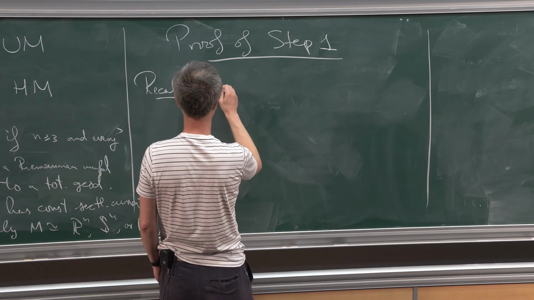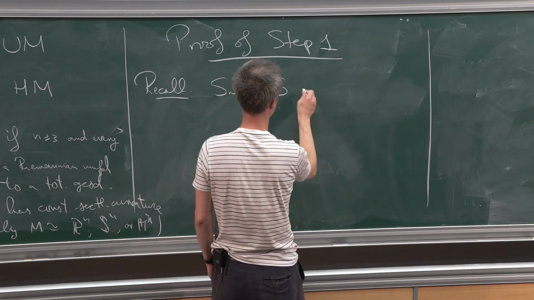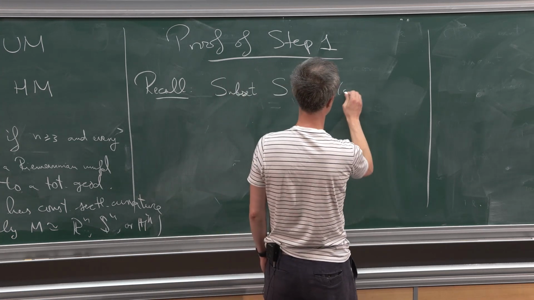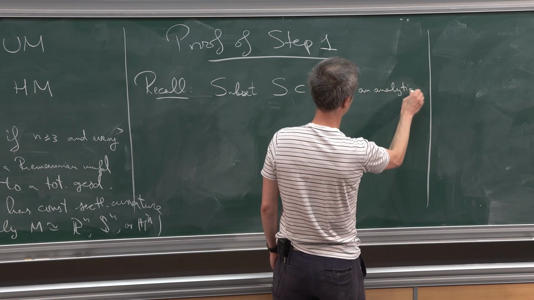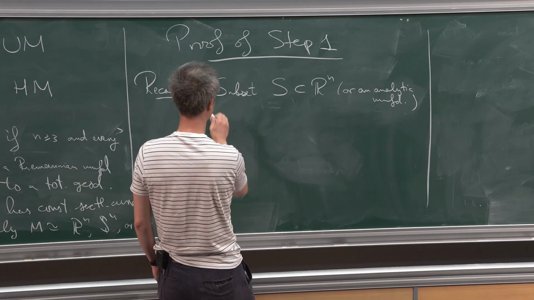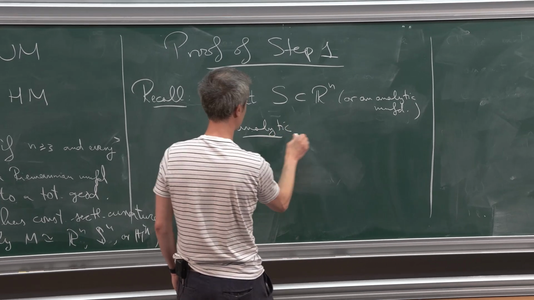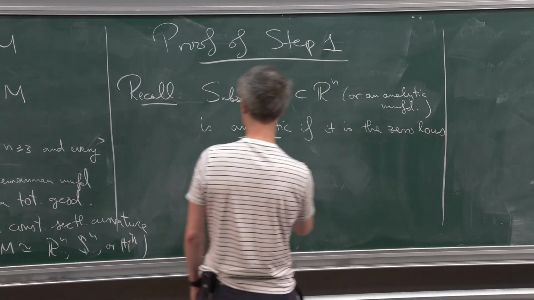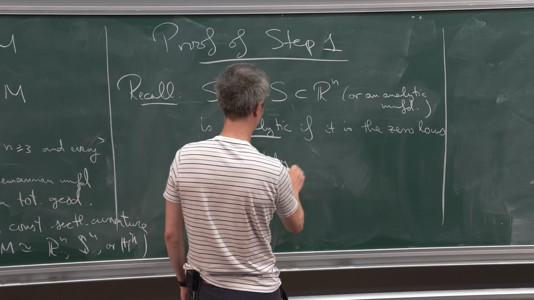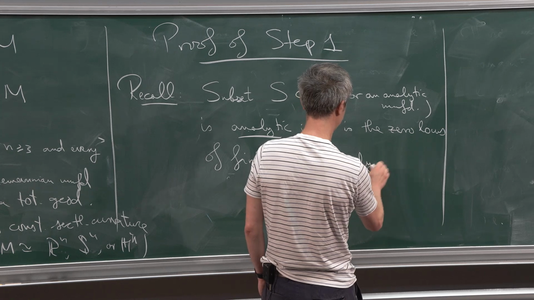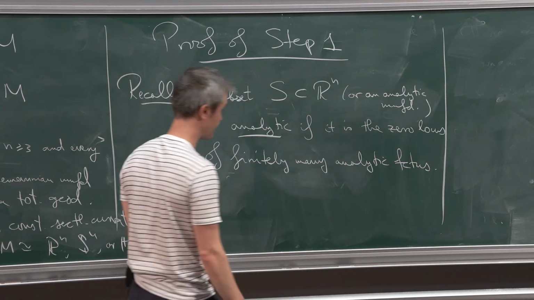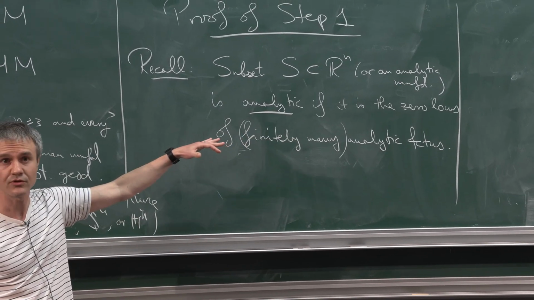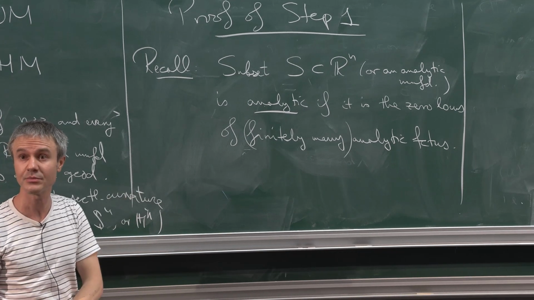I'm going to say that a subset S inside, say, R^n, or any other kind of analytic manifold, is analytic if it is the zero locus of finitely many analytic functions. In fact, finitely many is not necessary. If you're the zero locus of infinitely many, then you can restrict to a finite subset of it.